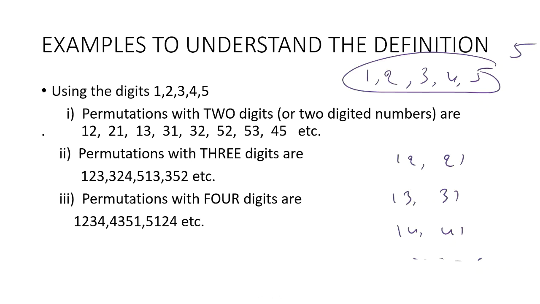And the second one is 3-digit numbers. When I am asking for 3-digit numbers, you have to select 3 digits from these 5. I can select 1 2 3 or I can select 1 2 4. So 124, 142, 135, 315 and so on. These are a few 3-digit permutations and these are a few 2-digit permutations. If I ask for 4-digit permutations, then you can select 4 and write down.